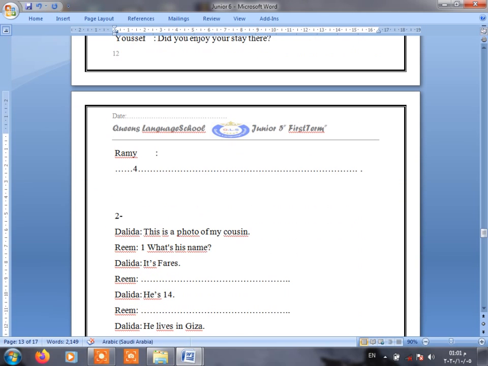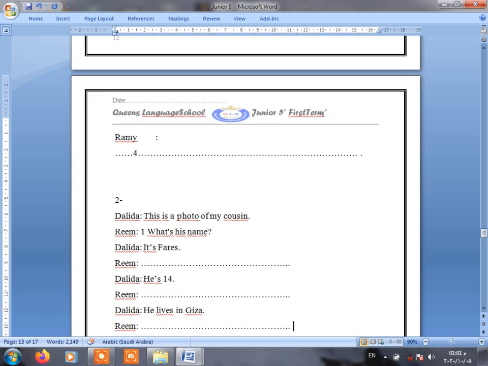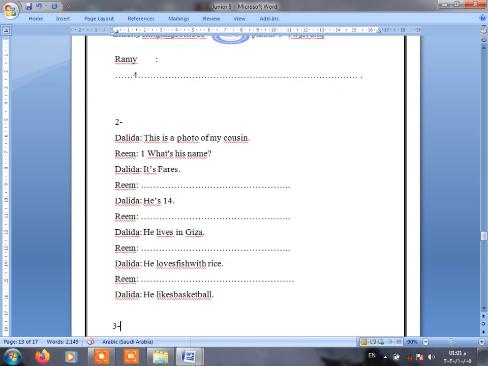So here's the dialogue between Dalida and Dream. So let's read the whole dialogue first. This is a photo of my cousin. What's his name? It's Faris. And then here we have a question mark, but it's not written. So dots, Dalida, he is 14. Okay, and another dots, and here's also question mark. He lives in Giza, and here we have another question, which his answer is he loves fish with rice, and the final question, he likes basketball.